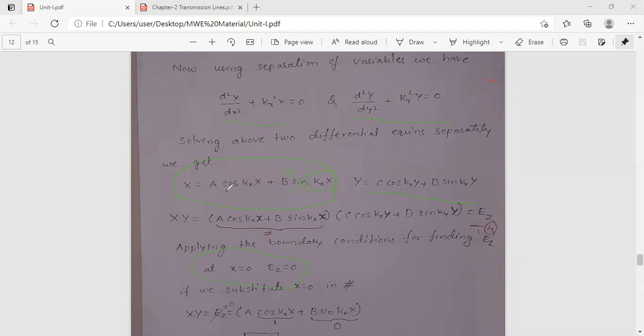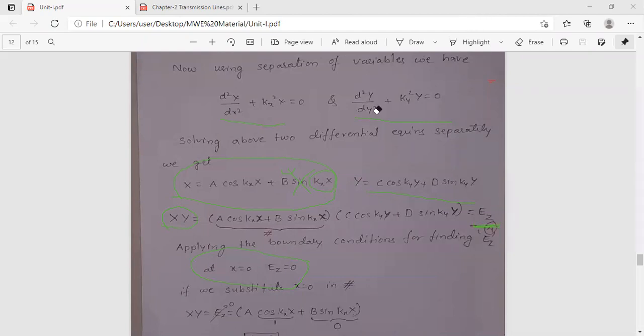So when cos 0, we have a here. A plus 0 we have. And similarly, substitute here. When we multiply these two, we have written x into y, because both are in a single expression. We have to calculate x into y, which is also equal to xz, and xy is also equal to xz.